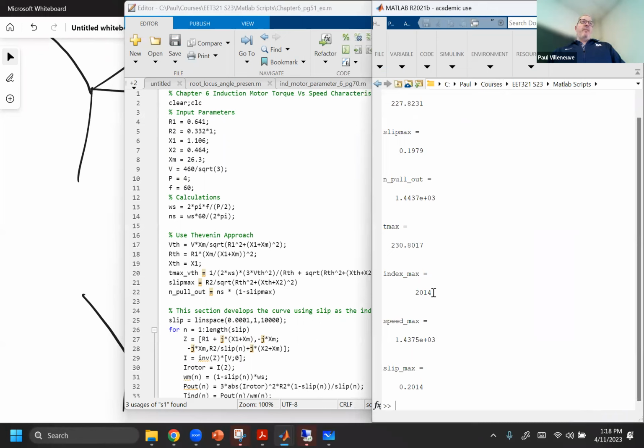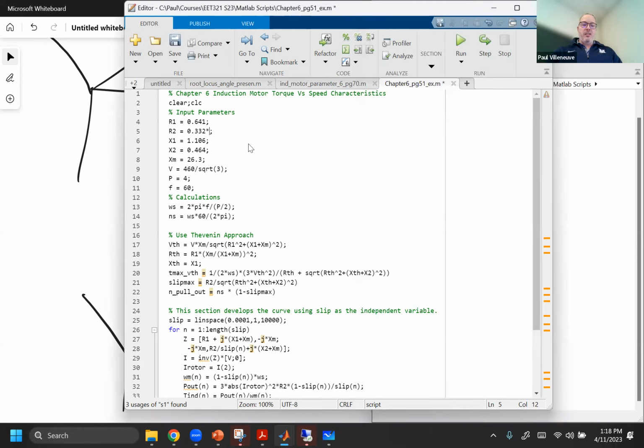And this just basically tells me the location in the matrix. So that doesn't tell me anything. But we said 229 was the maximum or pullout torque, 230.8. So this is more accurate. And the speed was 1444 using the Thevenin equivalent approach. We have 1437 actual. I think we said 19.8 versus 20.14 for a slip of 1 times R2.